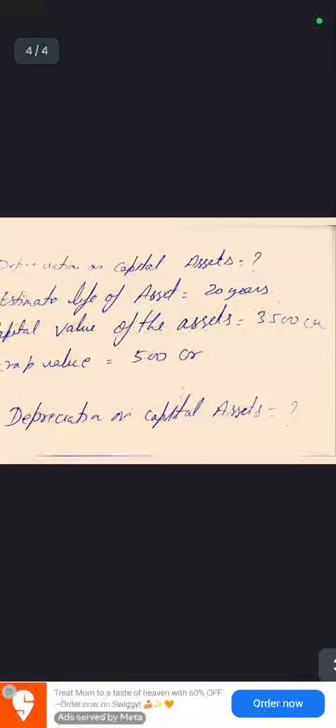In the second question on depreciation of capital assets, the estimated life of assets is 20 years, the capital value of assets is 3,500 crore, and the scrap value is 500. So you need to remove the scrap value: 3,500 minus 500 is equal to 3,000, divided by 20. 3,000 by 20 comes to 150. That is the depreciation on capital assets.